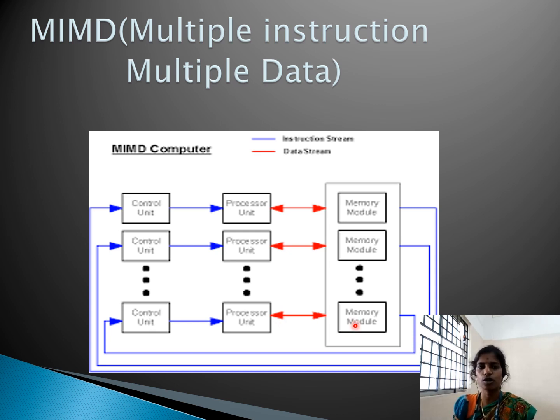So these are the four types of classification of Flynn. Okay, so single instruction stream, single data stream. Second one is single instruction stream, multiple data stream. Third one is multiple instruction stream, single data stream. And the fourth one is multiple instruction stream, multiple data stream. So this is Flynn's classification. Thank you all.